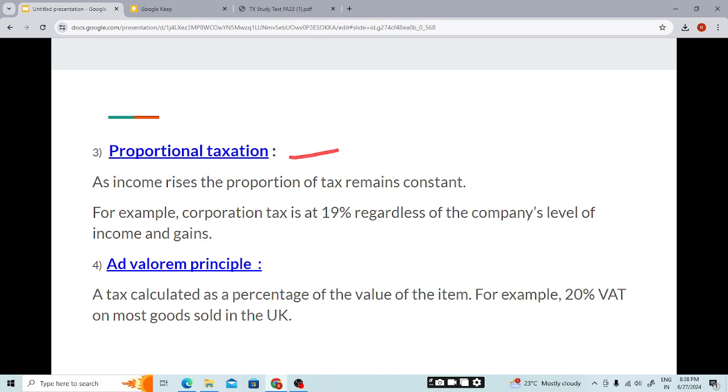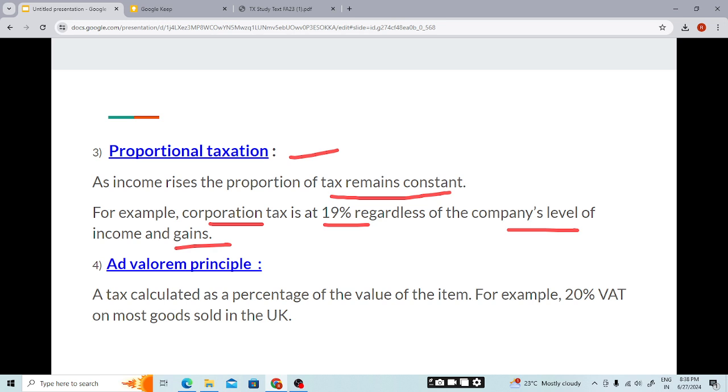If you earn 10,000 pounds, 1 lakh pounds, or 20 lakh pounds, you need to pay a fixed portion of tax on it. That will be some percentage. So as income rises, the proportion of tax remains constant. For example, the corporation tax is 19% regardless of the company's level of income and gains. This has a little bit of changes in the current finance act, we'll be studying further. So proportional tax means your tax rate will be the same.